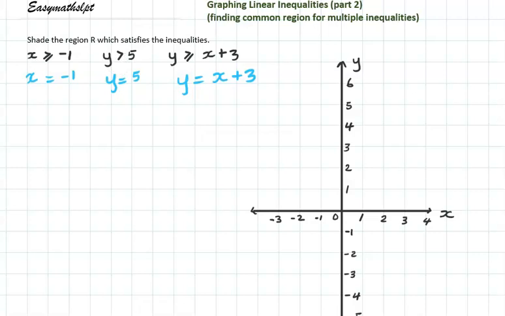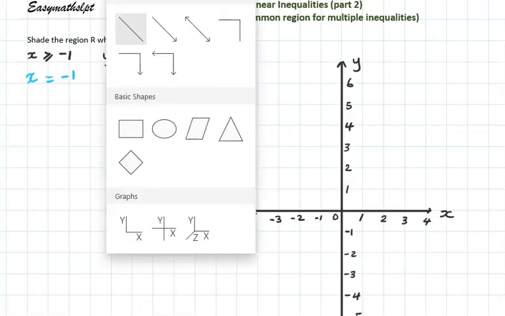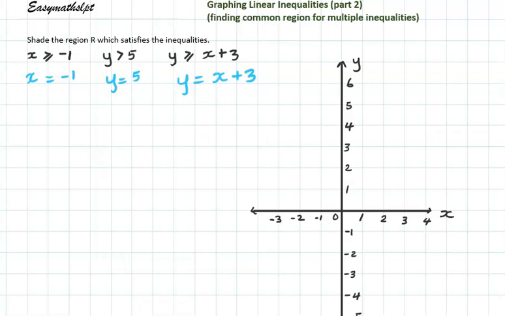So we need to draw a solid line at x is equal to -1. So we identify -1 on our x-axis, and we draw a line going through our -1 on the x-axis. And then, as usual, I recommend labeling your line. So we label this line as x is equal to -1.